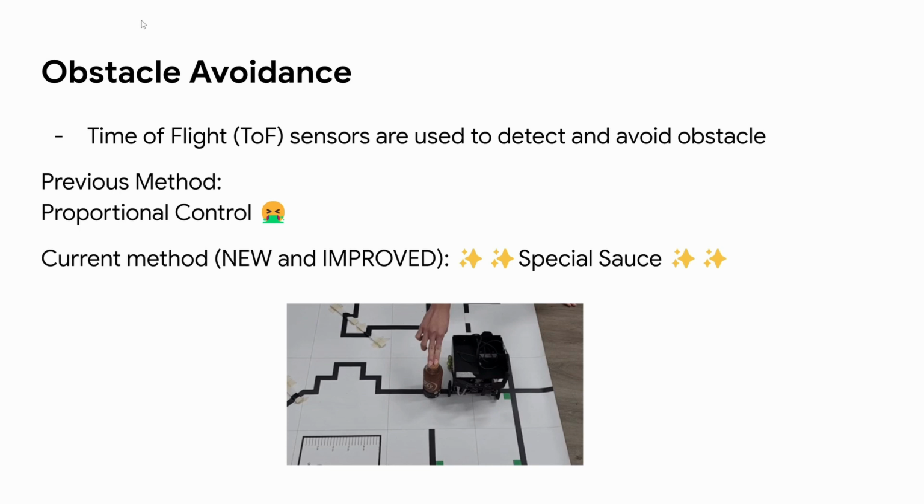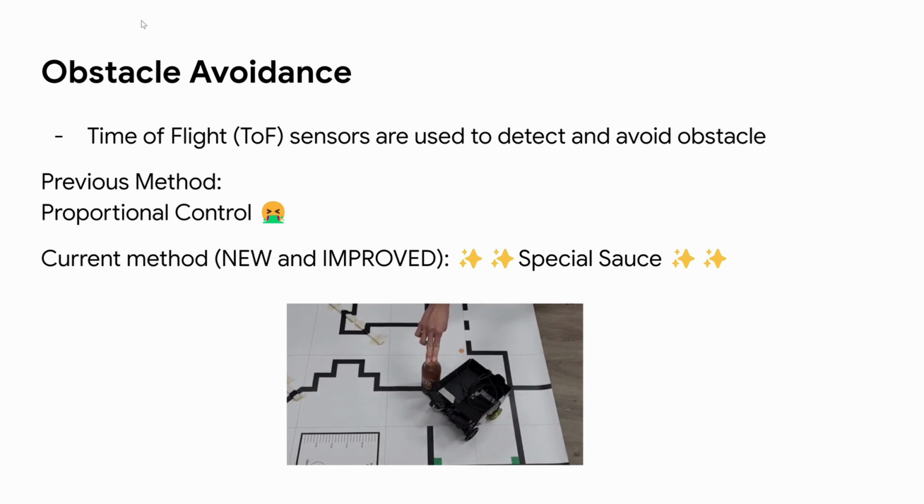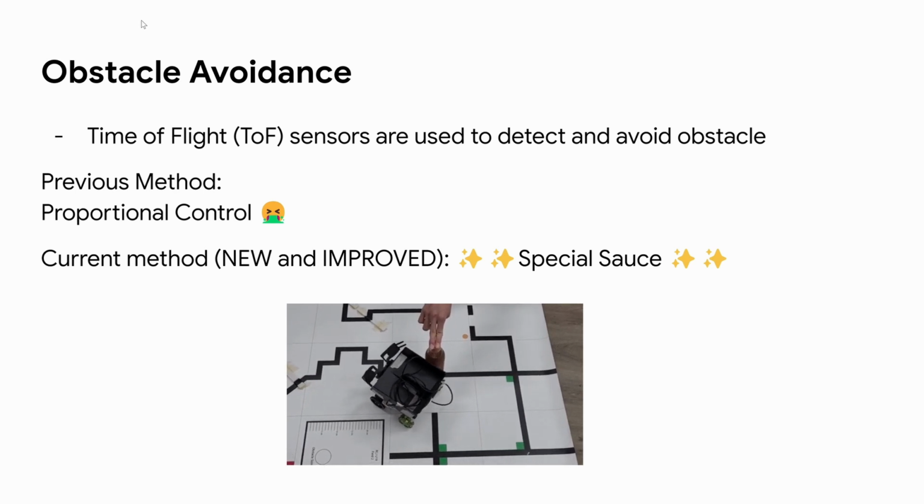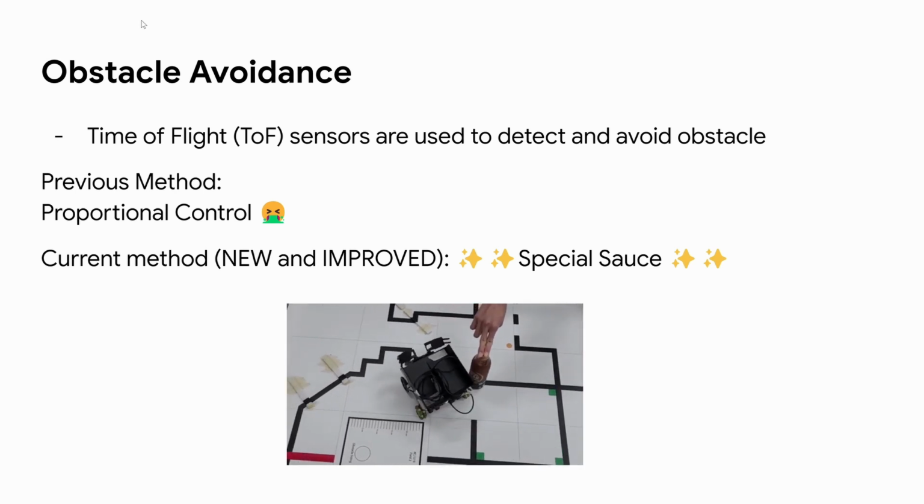This year, we used a different method for obstacle avoidance. Instead of proportional control, we use a new and improved algorithm. Here is the robot doing the obstacle avoidance.